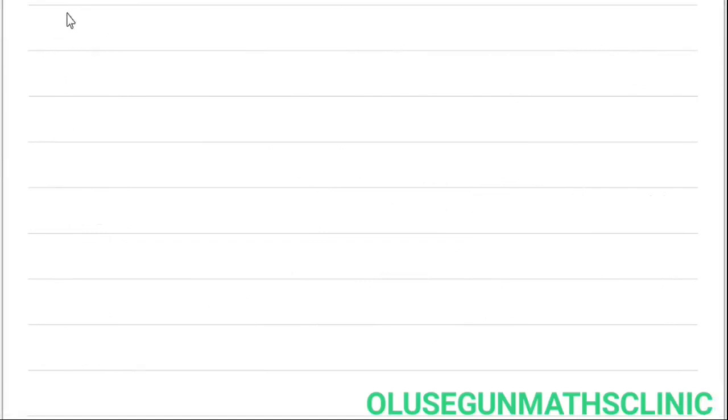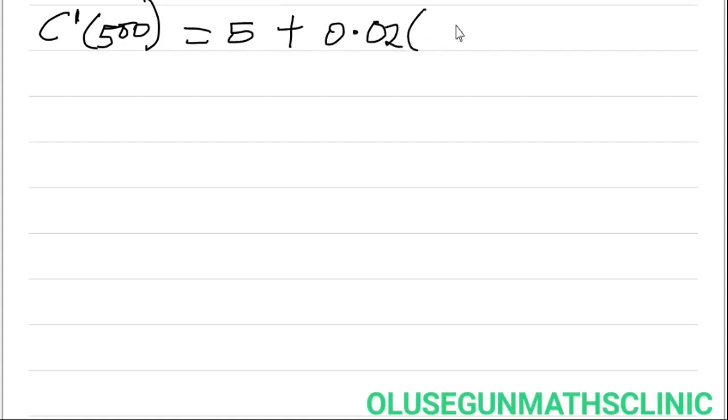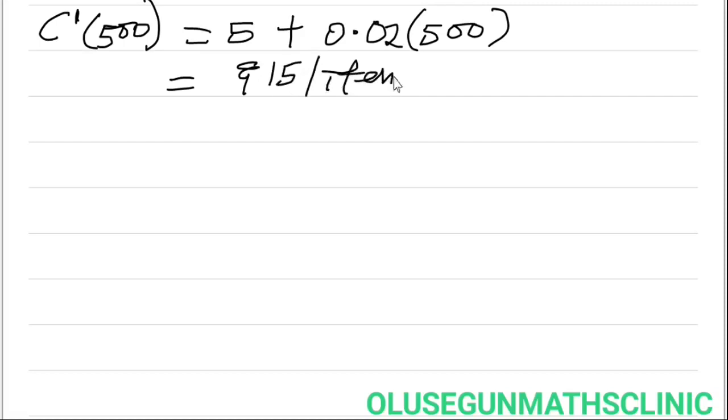Let's put in 500 in the derivative. We have 5 plus 0.02 onto 500. By the time we multiply this in dollars, 0.02 times 500 will be 10. So everything will now be $15 per item. That's what we mean by marginal cost. So the cost will be $15 per item.